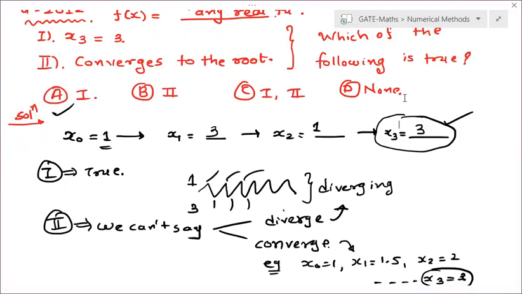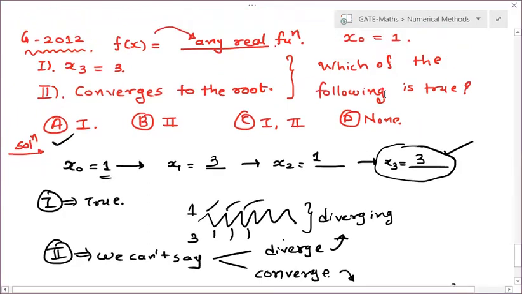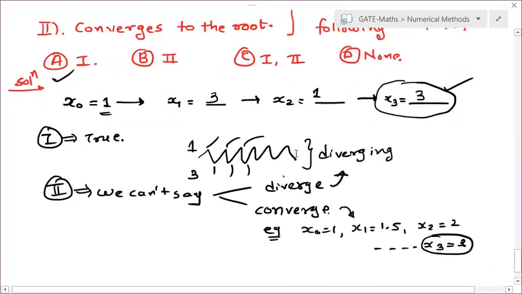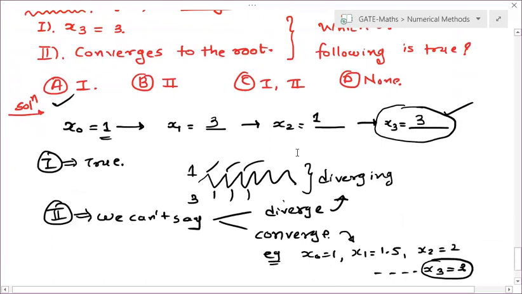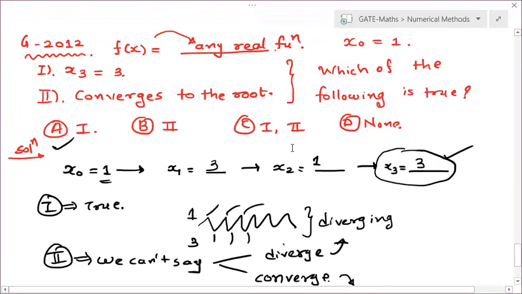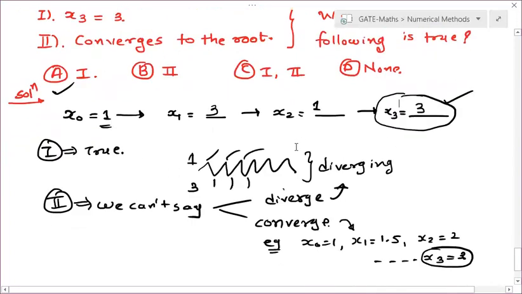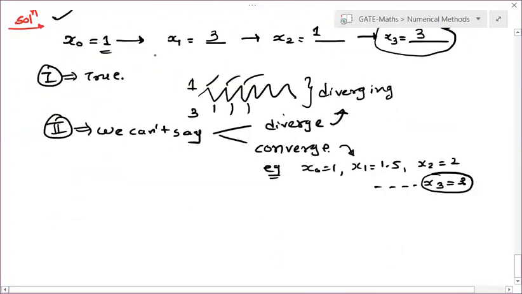Is it clear now? This is a reasoning based question. The probability of this type of question is very low, but sometimes they can ask. So shall we move to the next question now? GATE 2012. Okay, so let us see the next question of GATE 2008.